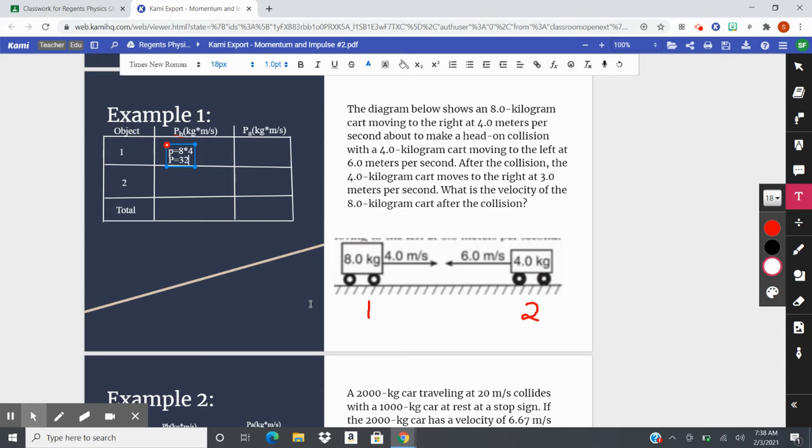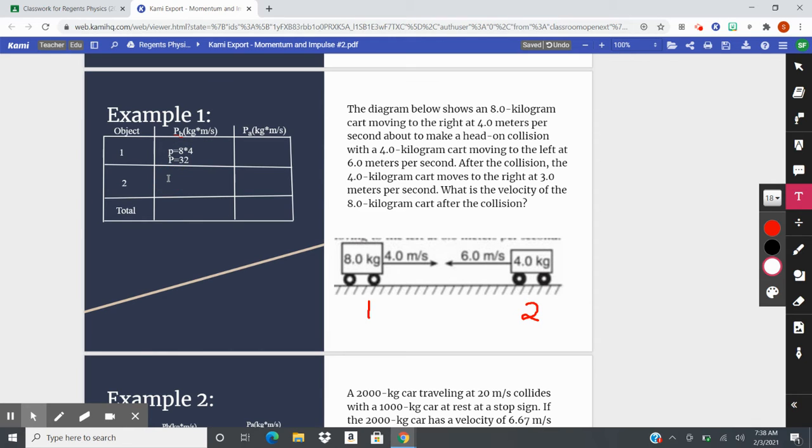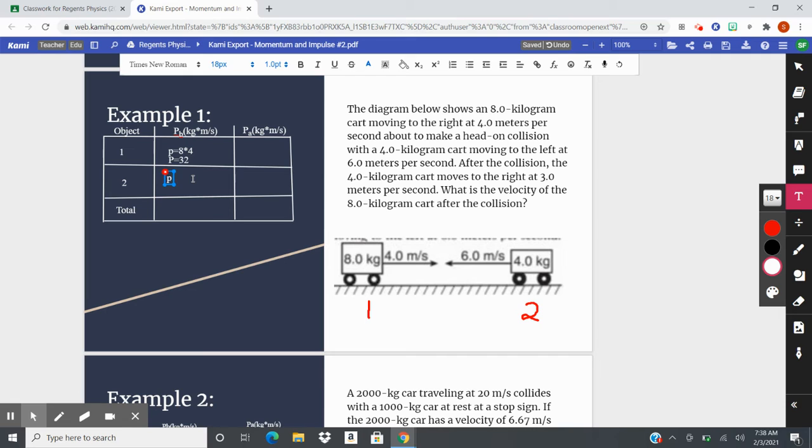Now let's look at cart number 2. Cart number 2 says it is 4 kilograms and it is moving to the left now, 6 meters per second. Well, we know anything going to the right is positive, anything going to the left is going to be negative. So let's plug in for the momentum before. Our mass is 4 kilograms. We are multiplying that by our velocity, which it's going to the left. So we have a negative 6 meters per second. Plugging that in, negative 6 times 4 is going to be negative 24 meters per second times kilograms.